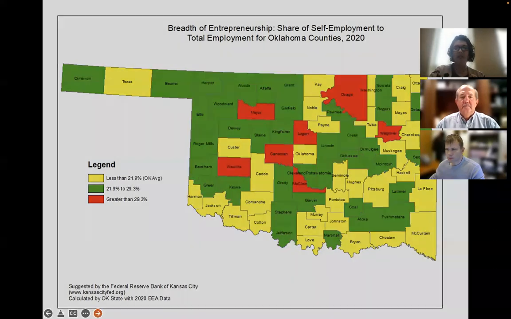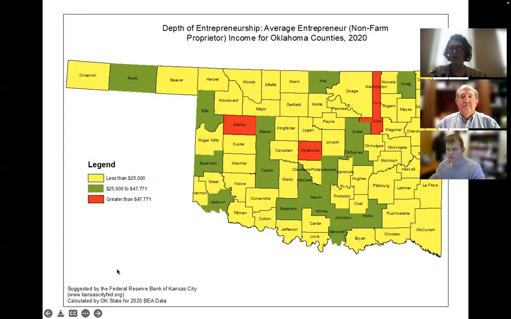The next step is looking at the depth of entrepreneurship per community. This slide is the average entrepreneur non-farm proprietor income for Oklahoma counties. The yellow counties are less than $25,000. The green counties are $25,000 to $47,771, which is the Oklahoma average. The red counties are all higher than the Oklahoma average.